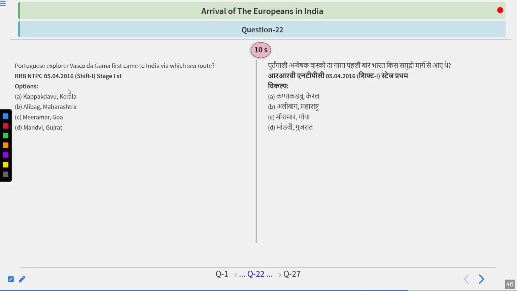Calicut. Portuguese explorer Vasco da Gama first came to India via which sea route? Kappa Kadavu Kerala, Alibag Maharashtra, Miramar Goa, Mandavi Gujarat. Very simple question it is. Try to figure out the answer, guys.